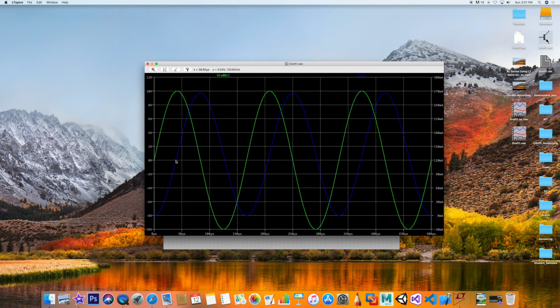And why 90 degrees? Again, this point right here, where the current is at 0, this one is at its maximum right here at 10 volts. So again, I hope that will drive it home to understand the phase angle between voltage and current in an inductive circuit.